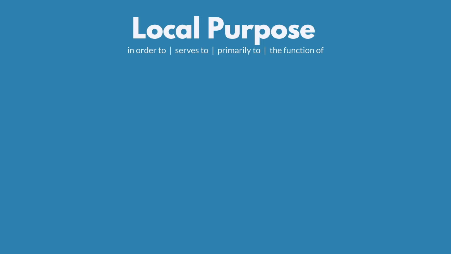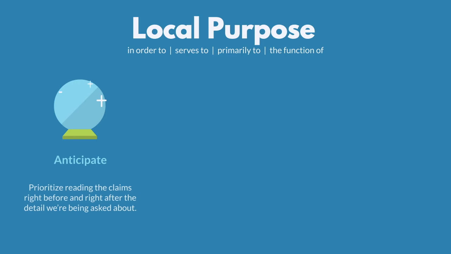Local purpose questions have a pretty fun formula. They're going to ask us about the purpose of a certain detail. But the purpose isn't in that sentence where the detail is. It's almost always in the claims right before the detail. Sometimes it's going to be right after. But essentially, this is testing the bookend ideas. If this were an Oreo and the detail were the cream, this is testing the cookies.